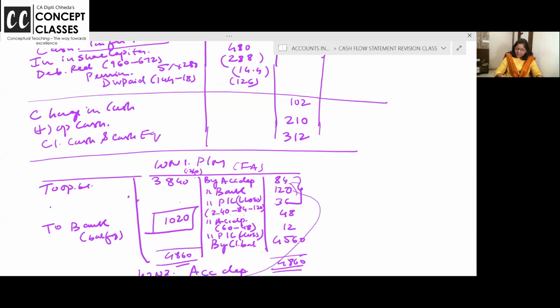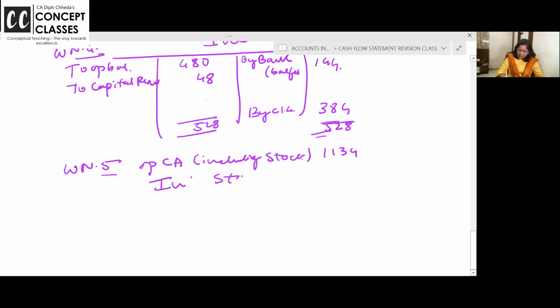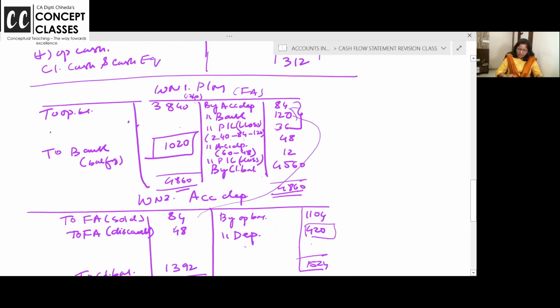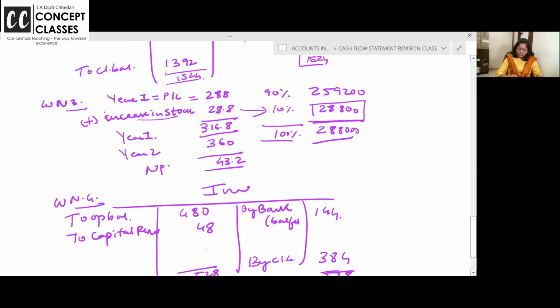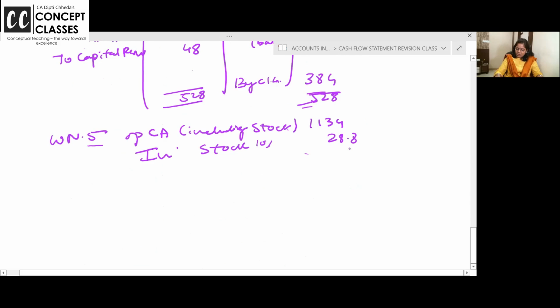Reverse. Now current assets, there is a change. I am preparing working note 5. Opening current assets, including stock, is how much? 1134. But you have increased the stock. 10% से stock की value कम थी, आपने बढ़ा दी ना? All of you check the screen. And उसके साथ working note 3, stocks value was reduced by 28.8. You have increased the profits, so increase the stock also.